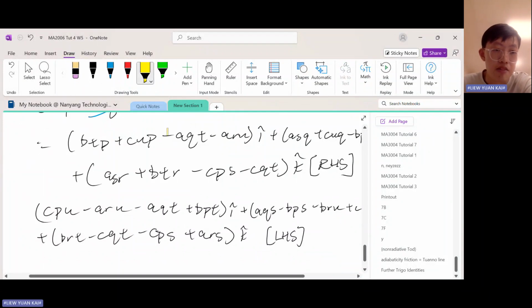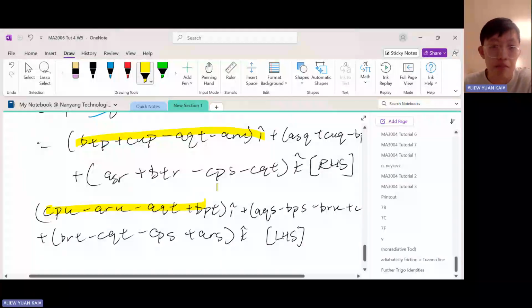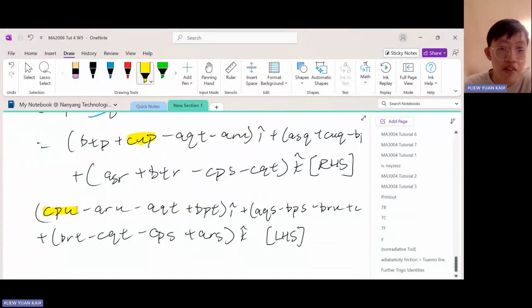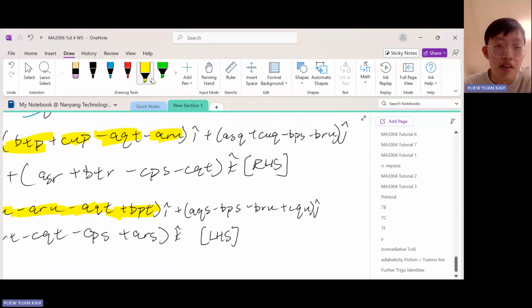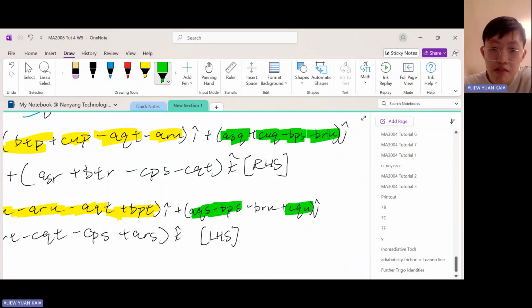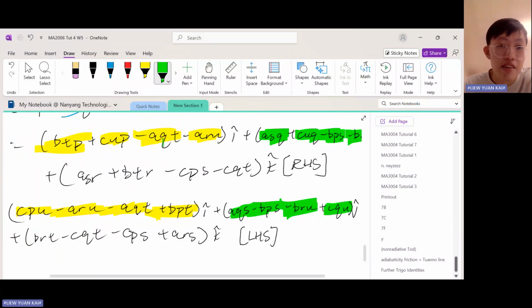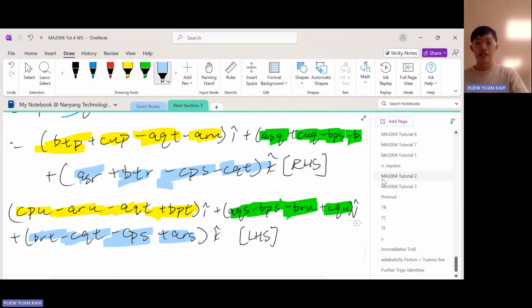And let's check the I components first, namely this one and this one. See if they exactly match. CUP, CPU, minus ARU, minus ARU, minus AQT, minus AQT, BTP, BPT. Now followed by the J components: ASQ, AQS, minus BPS, minus BPS. Then CUQ, CQU, minus BRU, minus BRU. Okay, great. Then the third component: ASR, ASR, BTR, BRT, minus CQT, minus CQT, minus CPS, minus CPS. Excellent. So left-hand side is equal to the right-hand side.